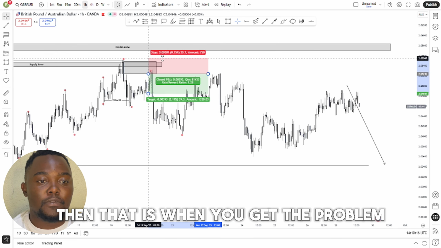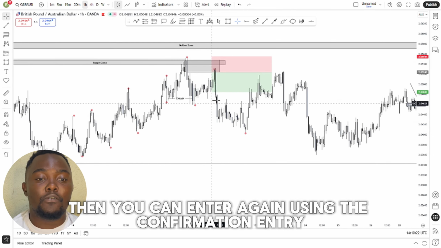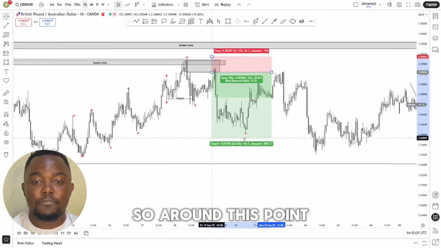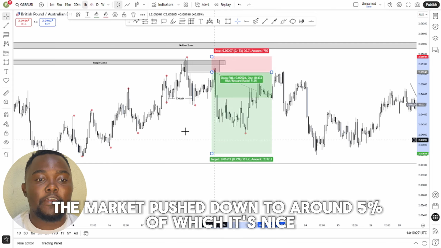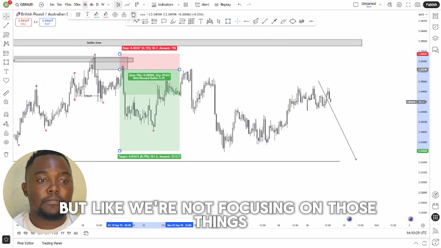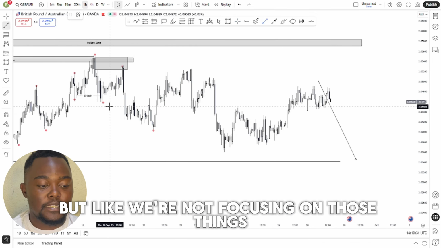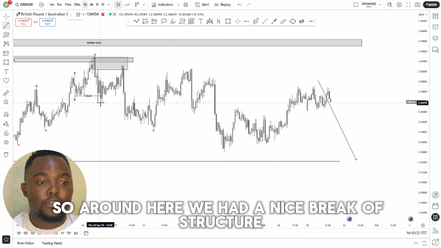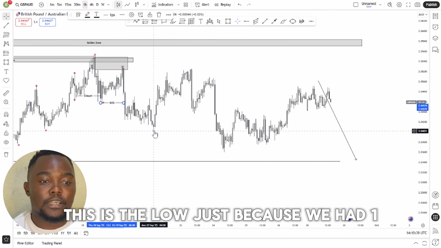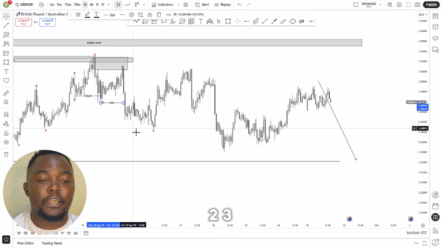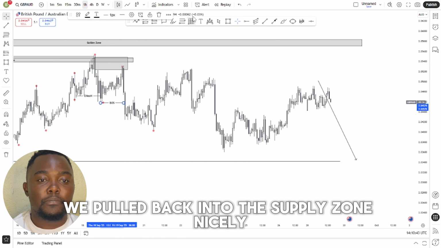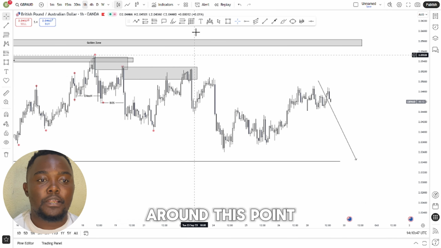Or let's say maybe you take an entry here, you get stopped out, then you can enter again using the confirmation entry. So around this point, the market pushed down to around 5%, of which it's nice, but we're not focusing on those things. So around here, we had a nice break of structure. You can also confirm using the 3 candle pullback. As you can see, this was not the low, this is the low, just because we had 1, 2, 3. That is the pullback. So we pulled back into the supply zone nicely around this point.